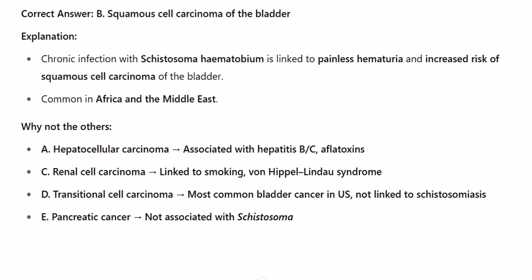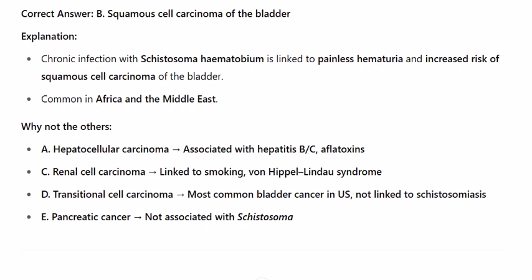Why not the others? A. Hepatocellular carcinoma is associated with hepatitis B/C and aflatoxins. C. Renal cell carcinoma is linked to smoking and von Hippel-Lindau syndrome. D. Transitional cell carcinoma is the most common bladder cancer in the U.S., not linked to schistosomiasis. E. Pancreatic cancer is not associated with Schistosoma.